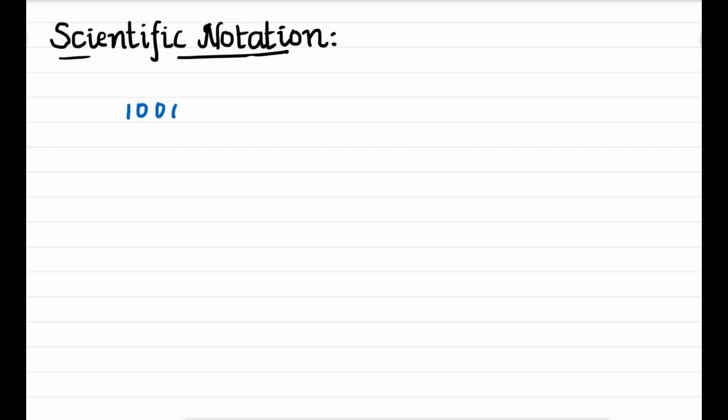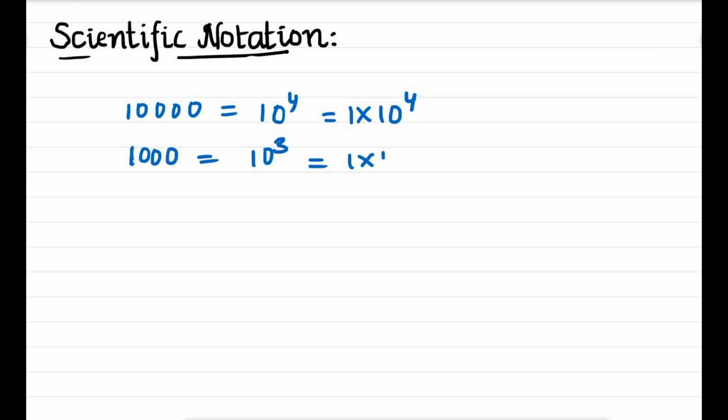If I give 10,000, how can we write it in powers of 10? We can write it as 10 to the power of 4, so I'll write this as 1 into 10 to the power of 4. If I give 1000, we can write this as 10 to the power of 3, so 1 into 10 to the power of 3. And for 100, we write 10 to the power of 2.